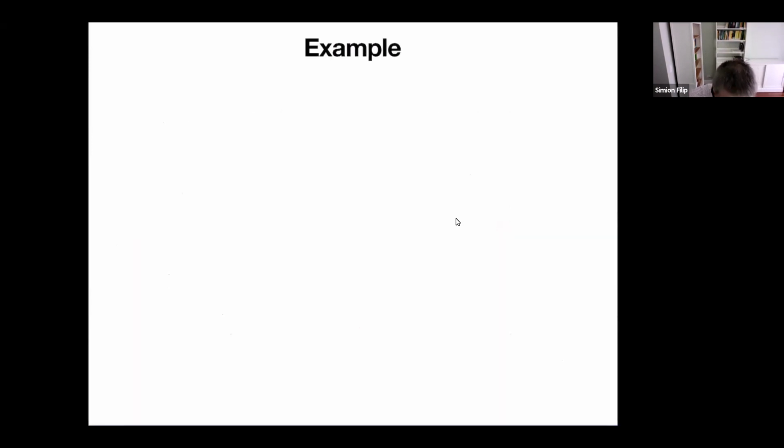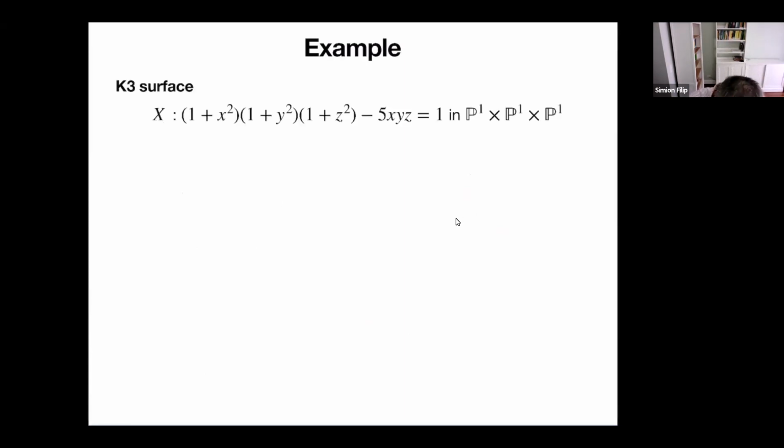Okay, so here's a standing example for which everything that I say is already interesting. Here's an algebraic equation in 3 variables, x, y, and z. It has degree 2 in each variable, so each variable appears with at most a power of 2.